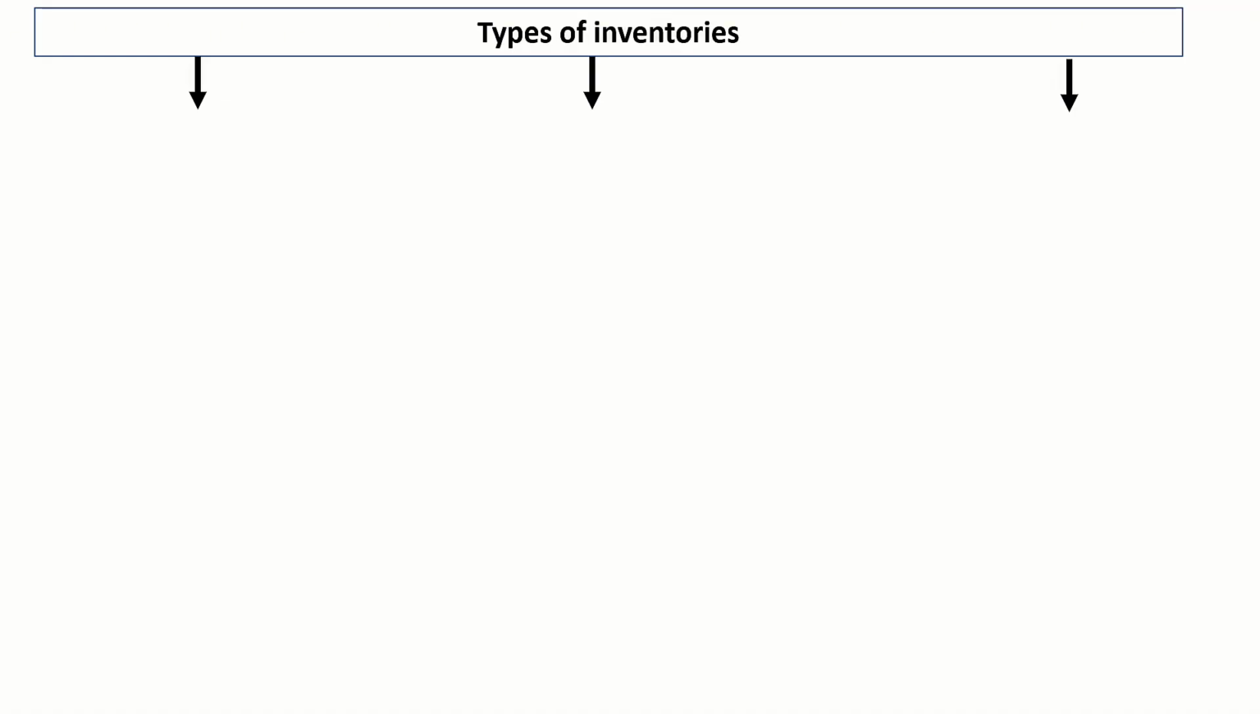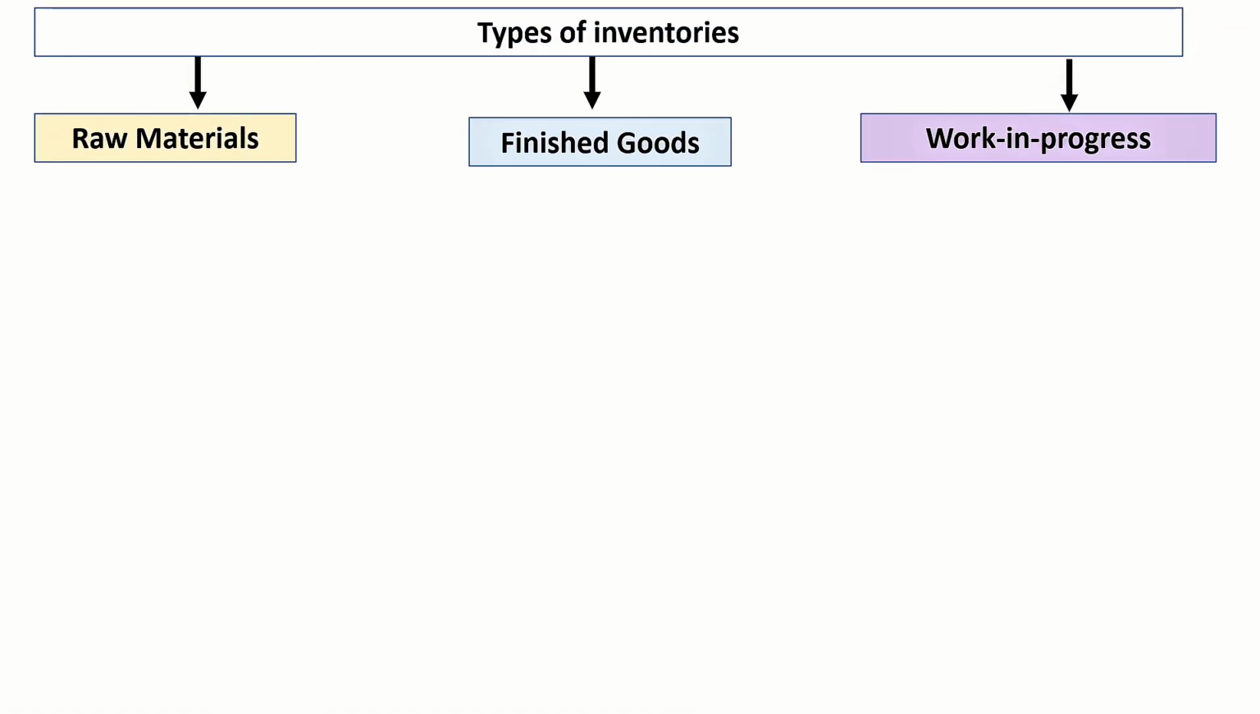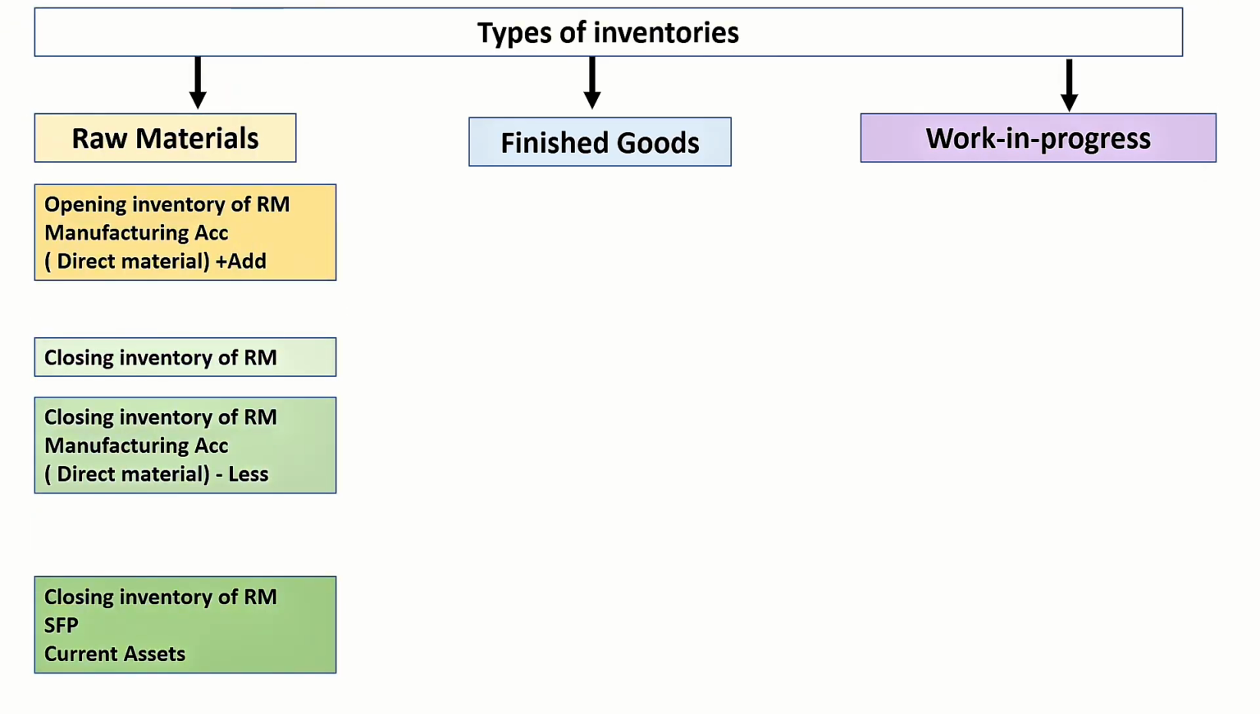Types of inventories. There are three types of inventories in regards to manufacturing account: raw materials, finished goods, work in progress. Raw materials can be further classified into opening inventory of raw materials, which should be transferred to manufacturing account under the section of direct material. Opening inventory of raw materials gets added under direct material.